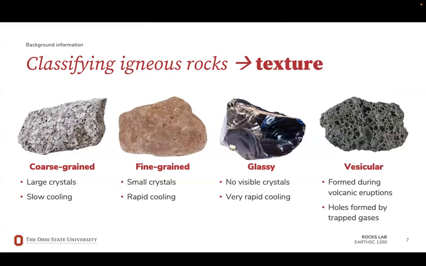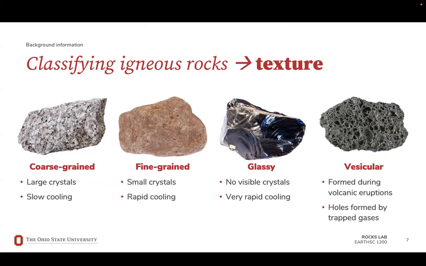The texture of igneous rocks provides valuable information about the environment in which they formed. For example, igneous rocks with large crystals, known as coarse-grained, must have cooled slowly enough for visible crystals to form. Igneous rocks with small crystals must have cooled more rapidly, preventing the crystals from growing very large. Finally, igneous rocks that appear glassy must have cooled so rapidly that no crystals were able to form at all.